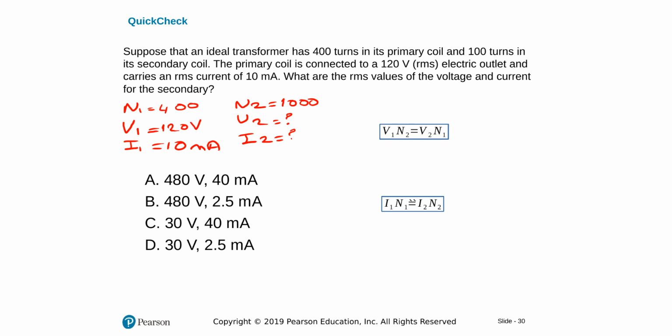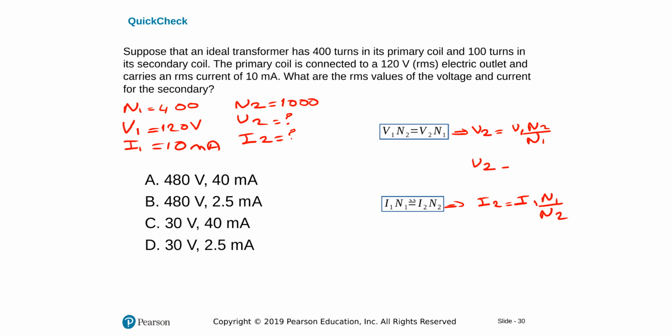So first let's find V2. I know N1, N2, and V1, so I can find V2. Solve from here for V2. Divide each side by N1. V2 is equal to V1 times N2 over N1. That will give you V2. And then current 2, I2, will be I1 times N1 over N2. And put in the values, we can find what we are looking for.